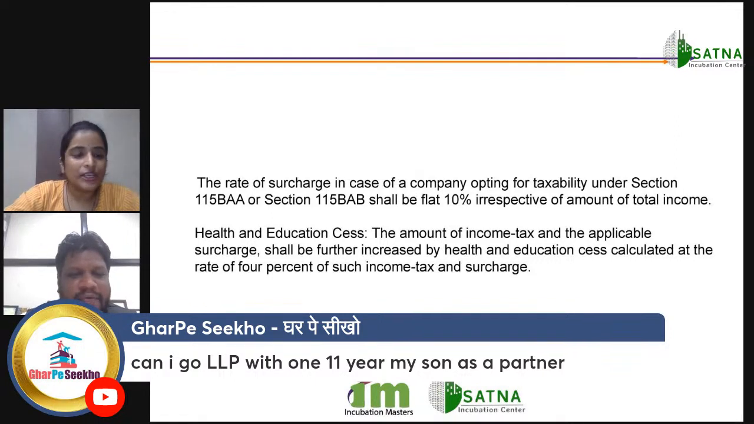So he will be kind of a nominee. The father himself cannot be the guardian of his 11-year-old son in this case. Once the son becomes 18 years old, he becomes a major. In that case, the nomination will be withdrawn and he will be the actual partner, acting and signing on his own behalf. Till attaining majority, the guardian will act on his behalf. Okay, got it.